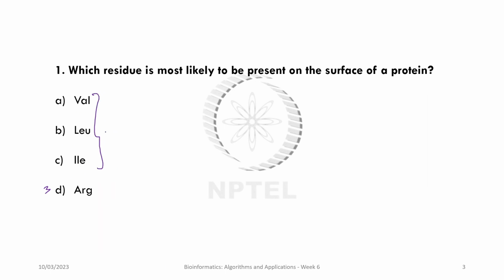So the other amino acid residues are more hydrophobic in nature than arginine, which is positively charged, right? So it's between polar and non-polar, and the likelihood of them being on the surface is more for arginine compared to valine, leucine, or isoleucine, right?